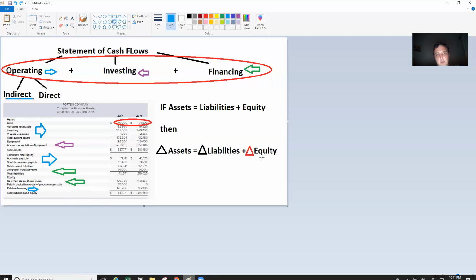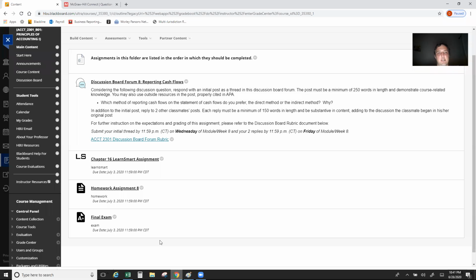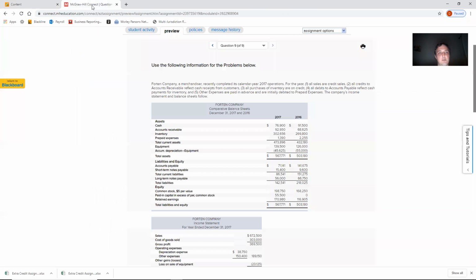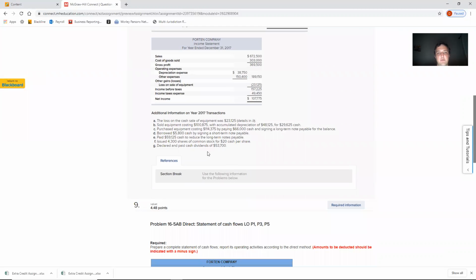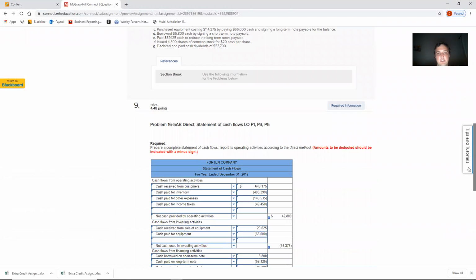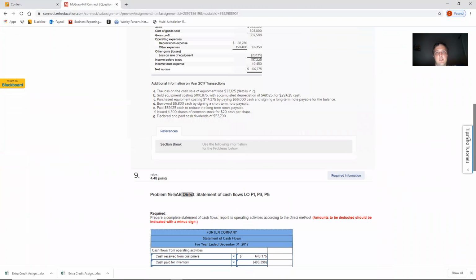I was hoping this graph would help give you that picture as we walk through these assignments today. So going into homework assignment number 8, here's that balance sheet, here's our income statement. They give us some information, and they want us to present the cash flows using the direct method. Here we have to calculate directly what was the cash received from the customers.